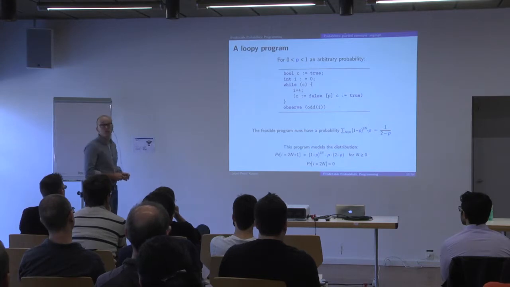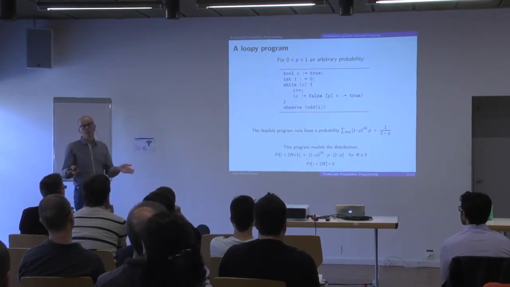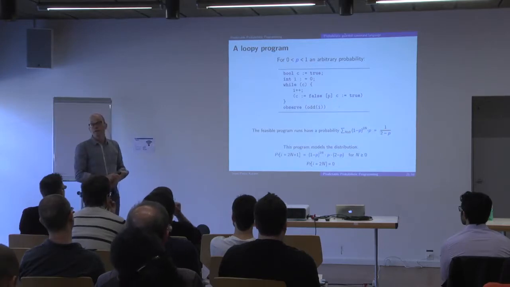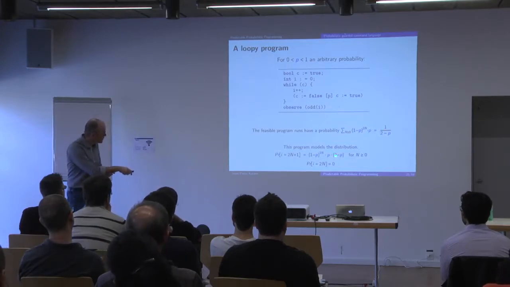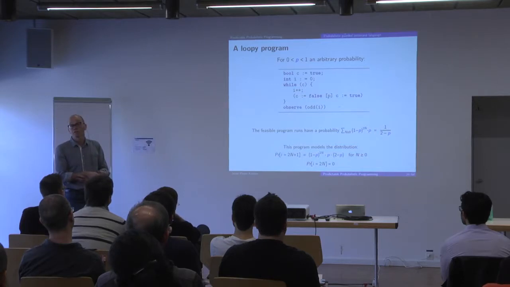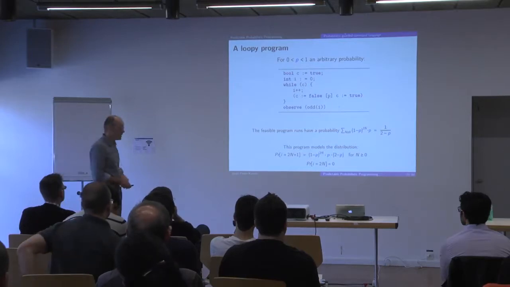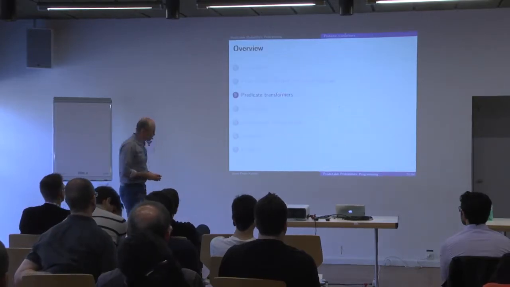So what's the distribution that this program describes? It's a geometric distribution normalized by this factor over here. And normalized here means you multiply it with this 2 minus p, the denominator. Yeah? So of course, the probability of having an even number is 0. The probability of an odd number is this geometric distribution times this probability that your run is feasible. Okay, so far so good.